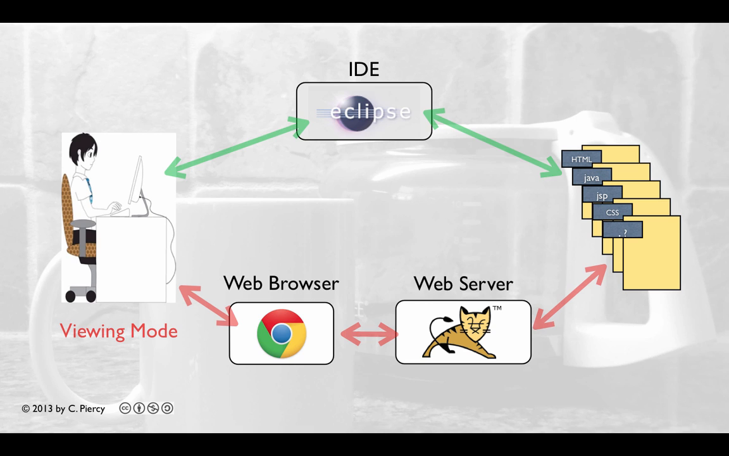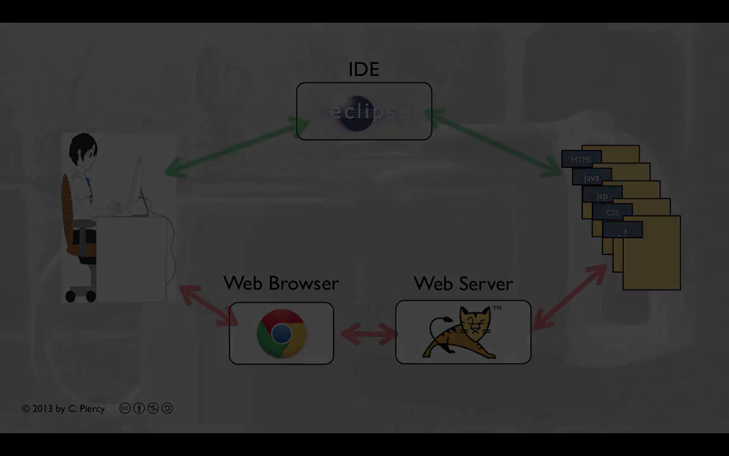So to create and test our dynamic web projects locally on your own machine, you're going to need Eclipse as the IDE to create the files. You'll need a web server and a web browser to view the files. Once you have these things, you'll be able to go back and forth from editing mode to viewing mode, back to editing mode and viewing mode until your application is complete and ready to deploy.